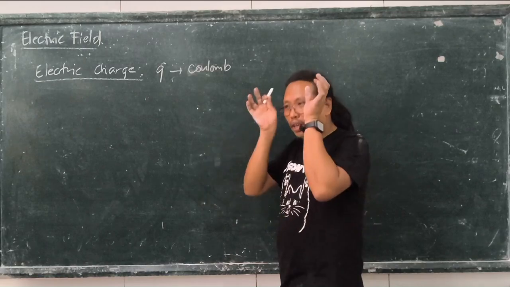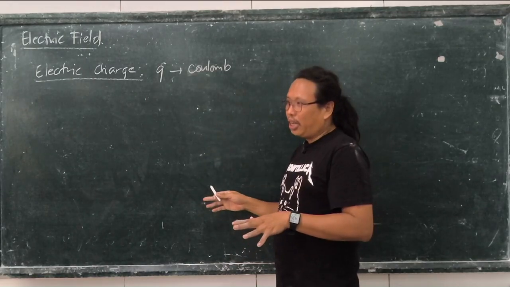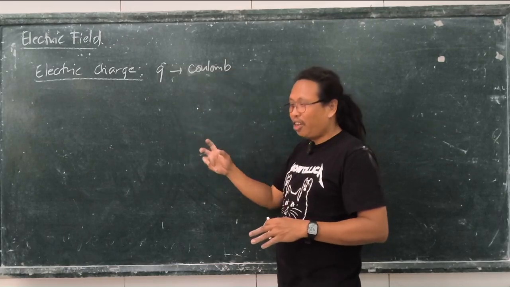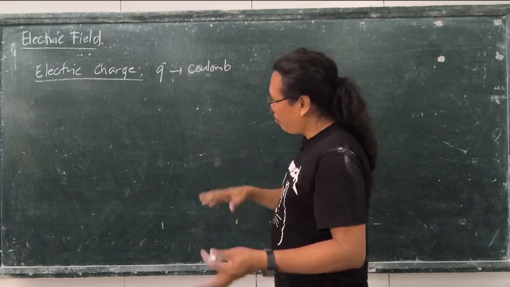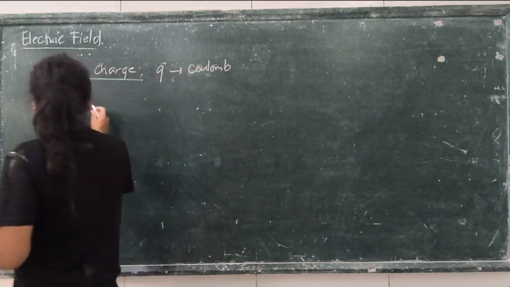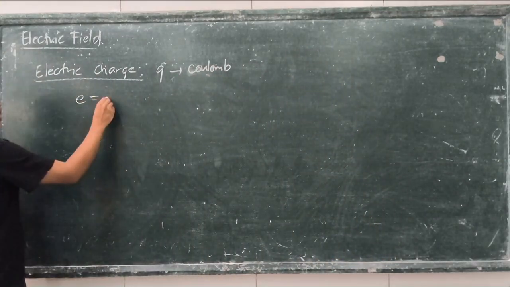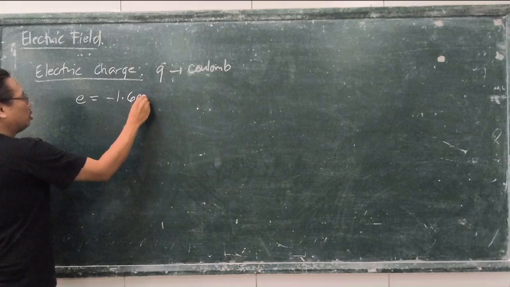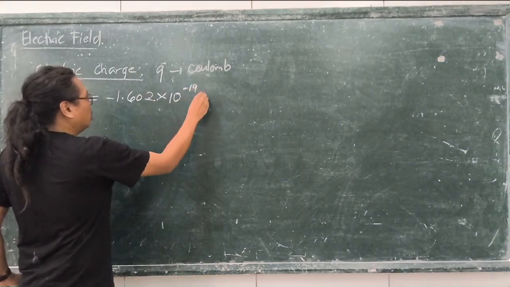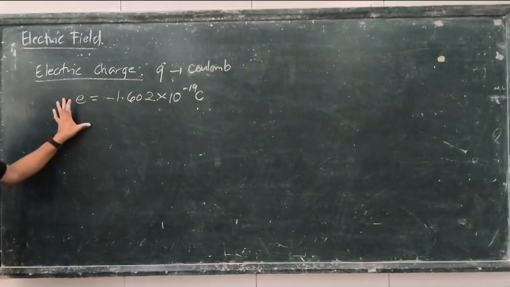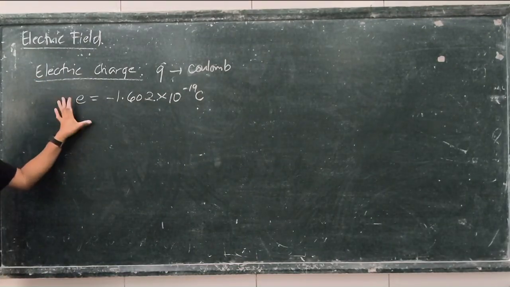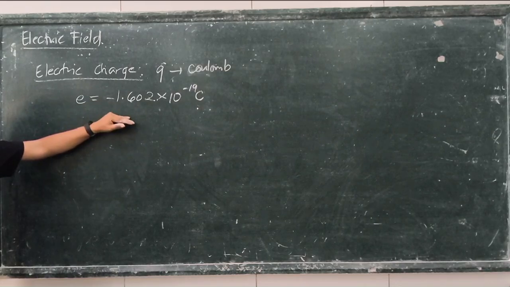Well, not all of them. Some of them have no charge. But many of these particles have charges. For example, the electron: the charge of the electron is negative 1.602 times 10 to the negative 19 coulombs. We do not know why the electron has that charge, okay? But we know that it has that charge.